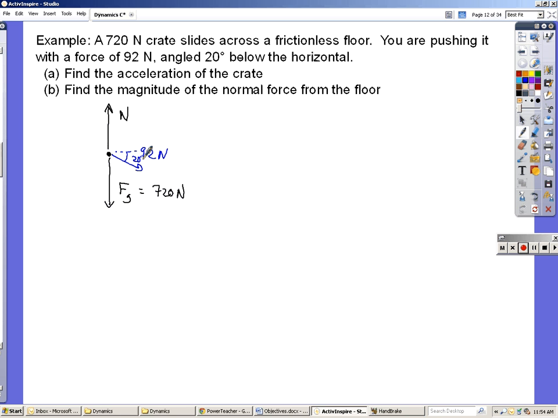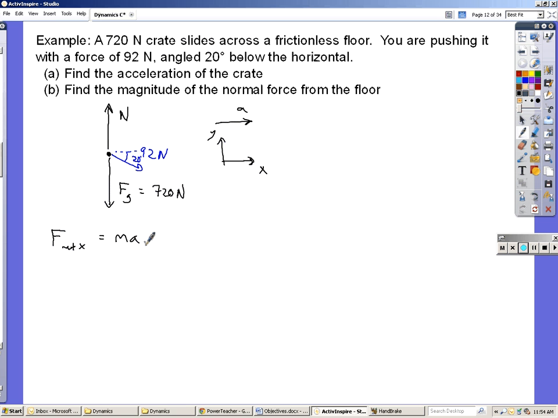So looking at the situation, you can tell that the acceleration of the crate is going to be along the direction of the floor. Don't put the acceleration on your free body diagram because it's not a force, but it's a good idea to know what direction it is. And so we'll make those our x and y coordinates. And to find the acceleration, we're going to be looking mainly at the x coordinates because that's the direction of the acceleration. And so we know that F net x equals ma.